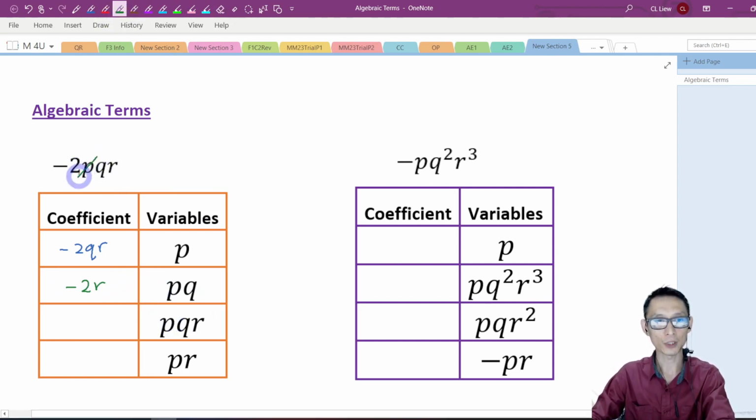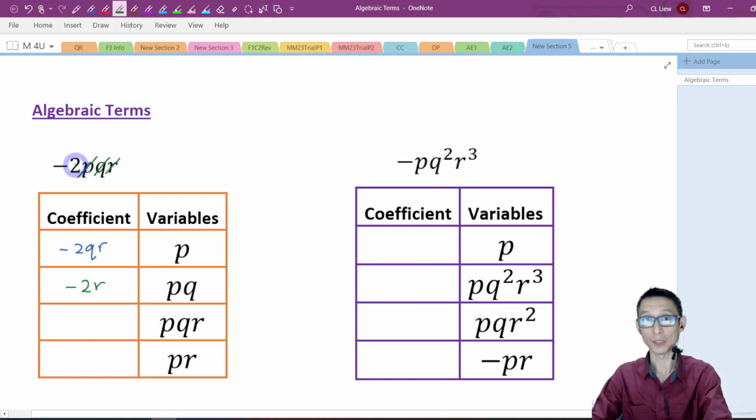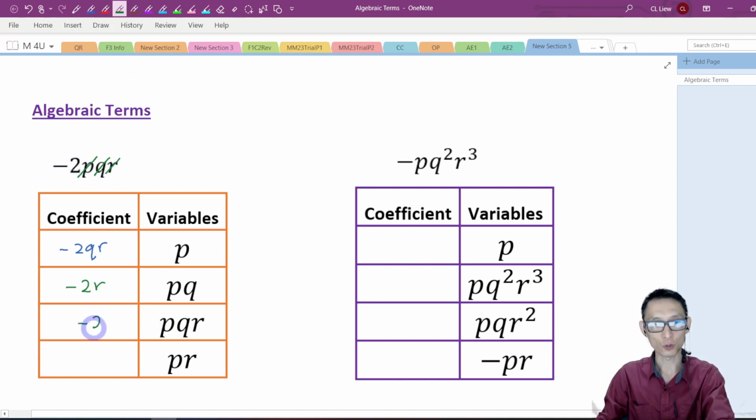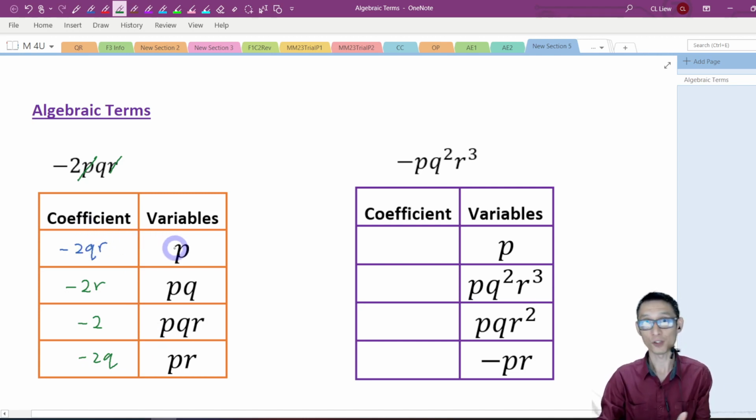PQR. So this time I will cut all PQR. So I only see negative 2 left. So this will be negative 2. Okay, one more. PR. P and R. So I will see negative 2Q. So you will notice that, as I told just now, every time you take these coefficients times this variable, you will be able to get back this.